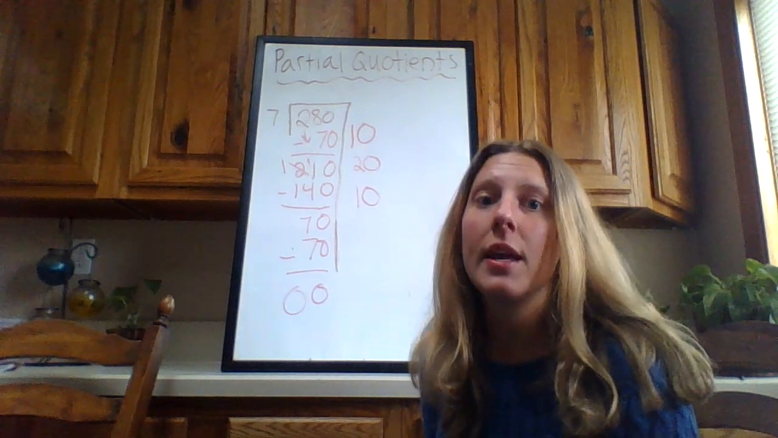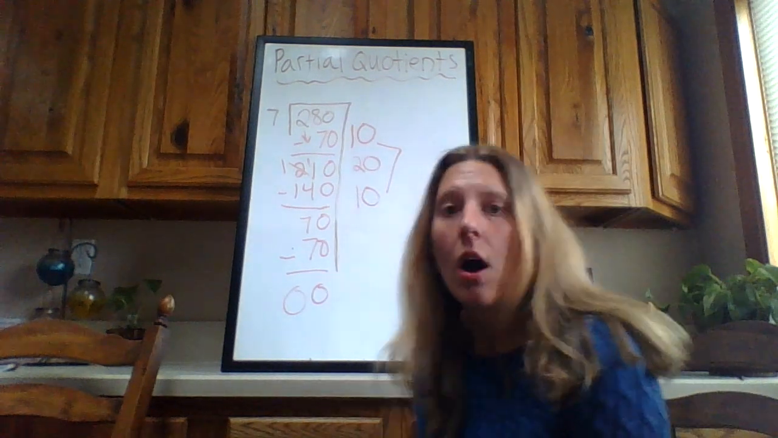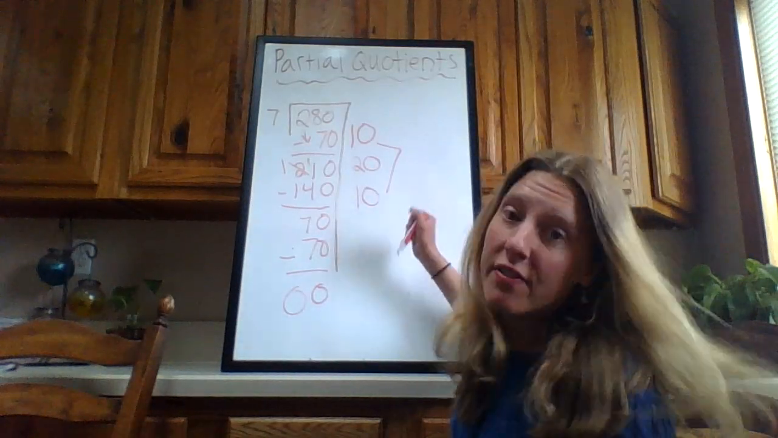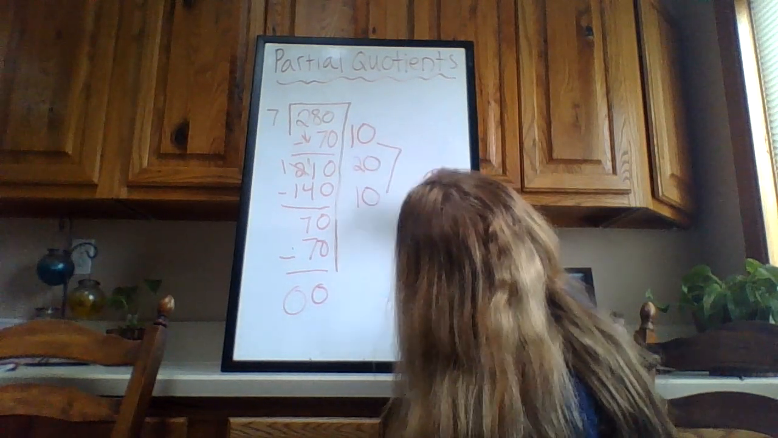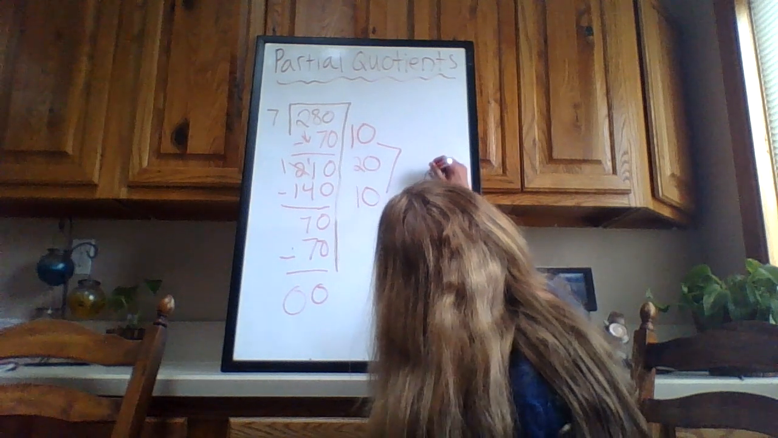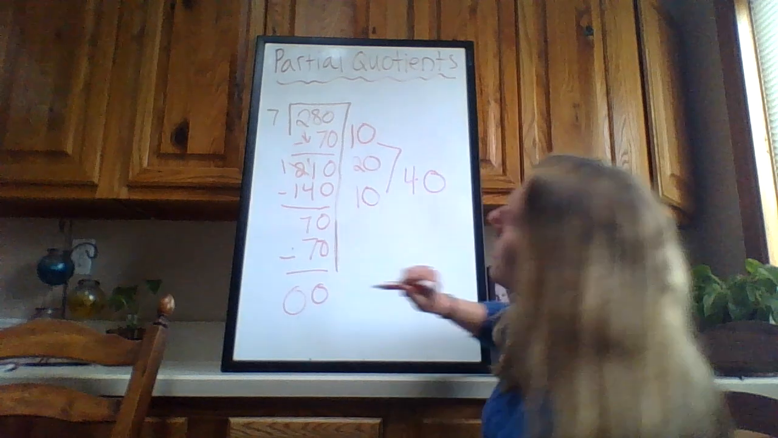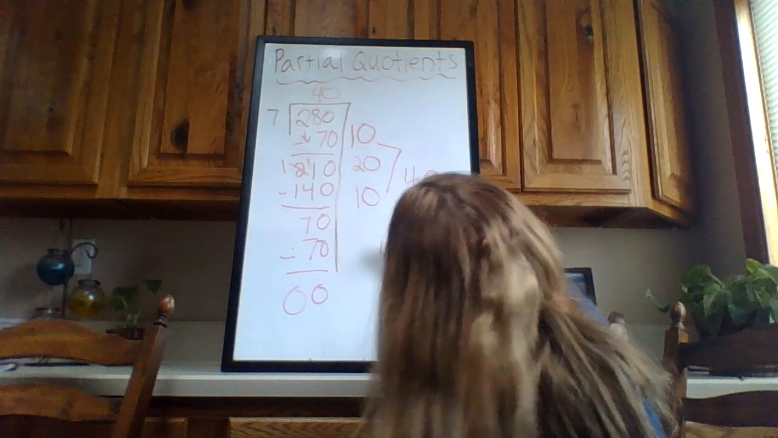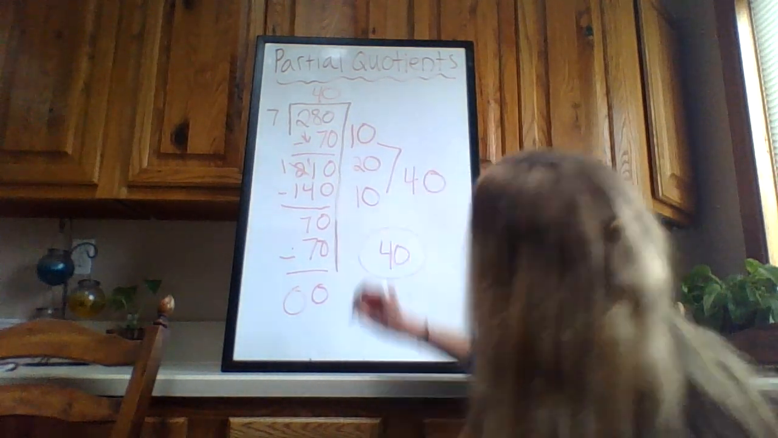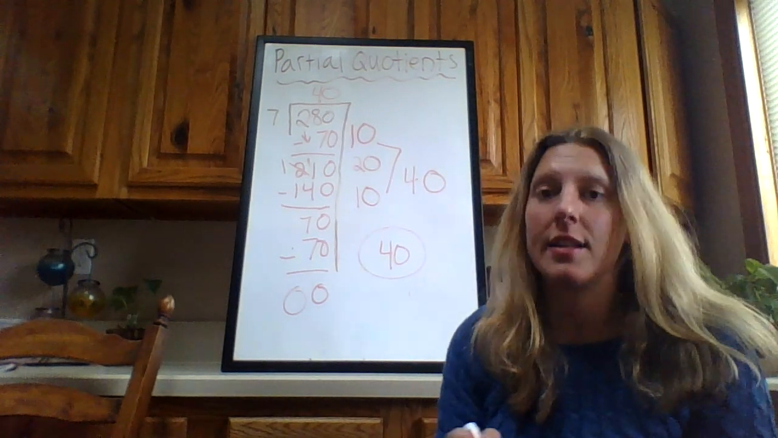So the last step in the partial quotient strategy is to add our numbers, or add the factors. So 0 plus 0 plus 0 is 0. And then 1 plus 2 plus 1 is 4, which means my answer is 40. I could write that on the top, or I could write it on the bottom and circle it so it's more clear. So 280 divided by 7 is 40.